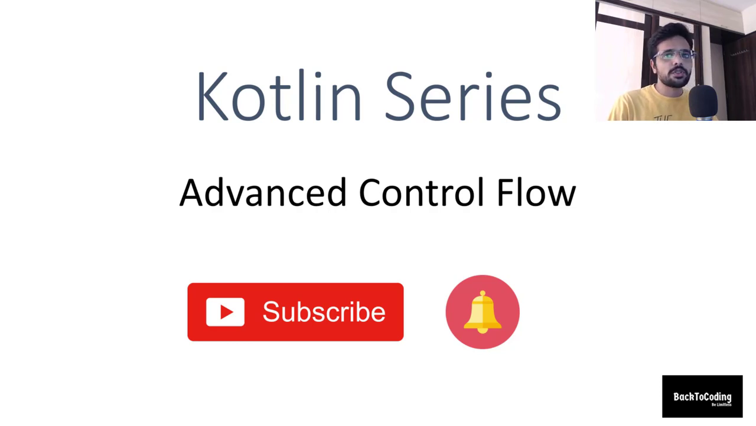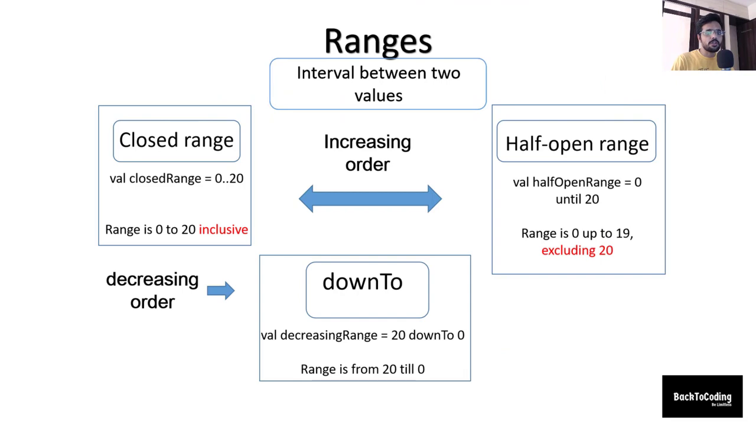In the previous video, we saw basic control flow. In this video, we'll see advanced control flow. First, we'll talk about a very good feature of Kotlin, which is ranges. Range is nothing but an interval between two values. So with the help of range, we can generate our own set of values on or between the specified range.